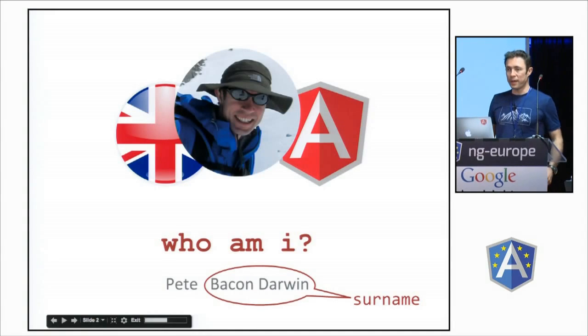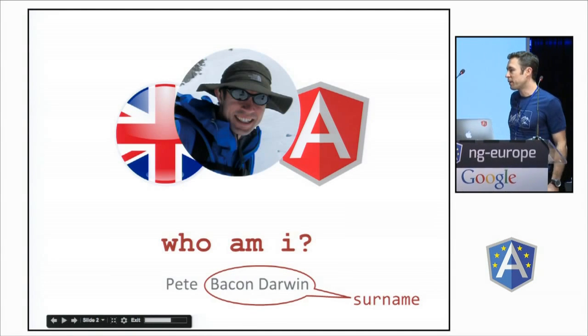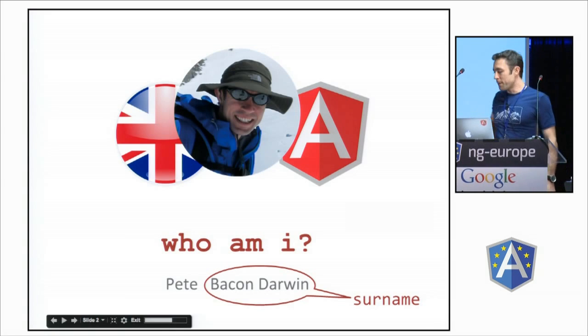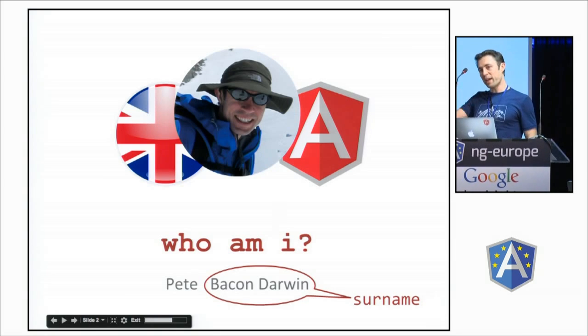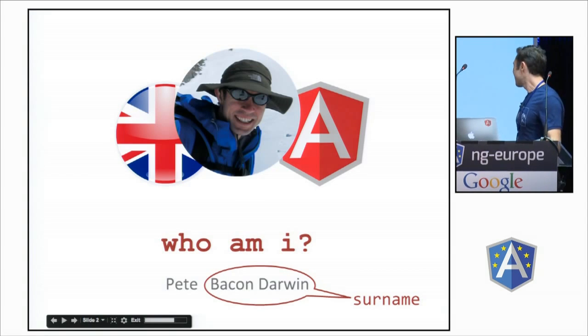So who am I? I'm Pete Bacon Darwin. I'm the London annex of the AngularJS team. I've been working with them for about a year or so now. My surname is Bacon Darwin. Bacon's not my middle name. It's often confusing to many people, so I just thought I'd point that out.